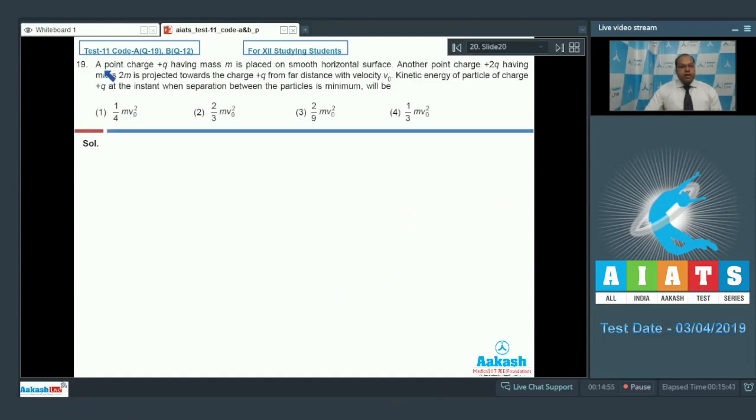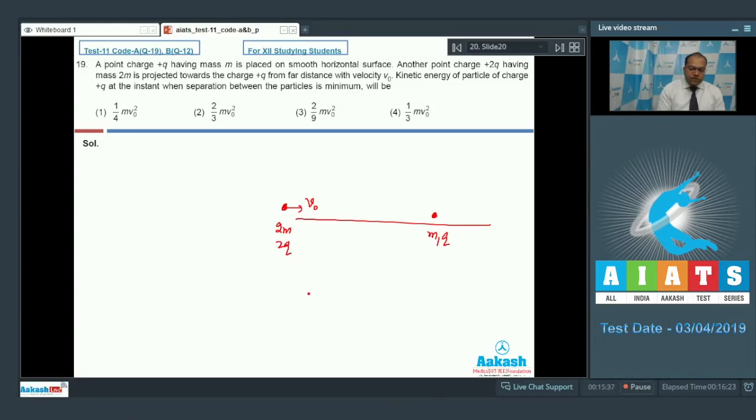In question number 19, a point charge plus Q having mass m is placed on a smooth horizontal surface. Another point charge plus 2Q having mass 2m is projected towards the charge plus Q from far distance with velocity v0. Find the kinetic energy of the particle of charge plus Q at the instant when separation between the particles is minimum. We know that the separation between the two particles is minimum when they have common velocity. So let this particle of mass m and charge q be at rest, and initially this particle of mass 2m and charge 2q is projected with velocity v0. After some instant, they have a common velocity when the separation is minimum.